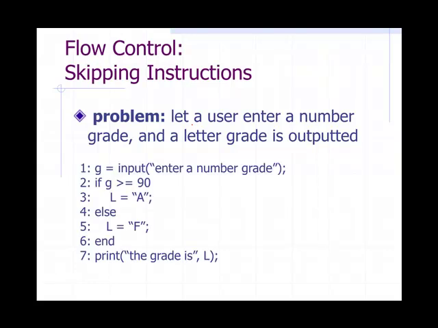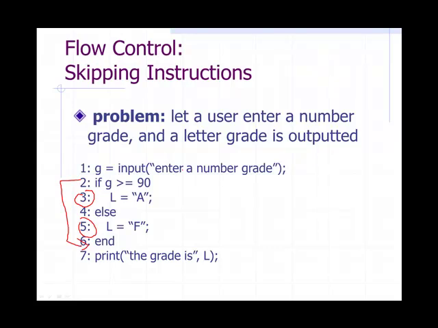Now, here are the instructions. Here's the program. Enter a number grade using the input, and it goes into variable G. If G is greater than or equal to 90, L equals "A". Notice the quotation marks. If that's not true, else L equals "F". And then you end the instruction. So from here to here is our skipping instruction. Depending on what happens, either you do line 3 or you do line 5.